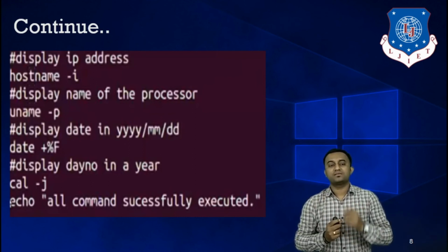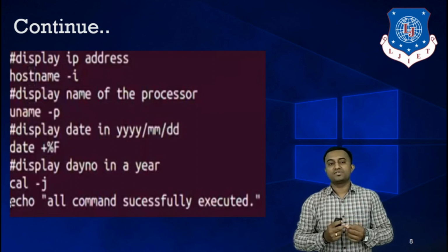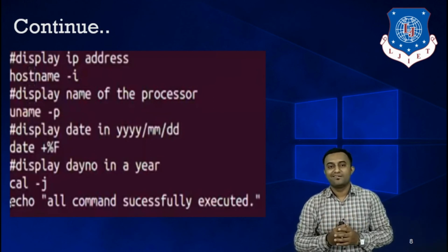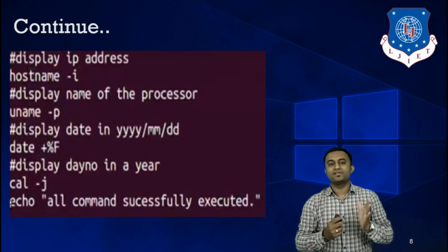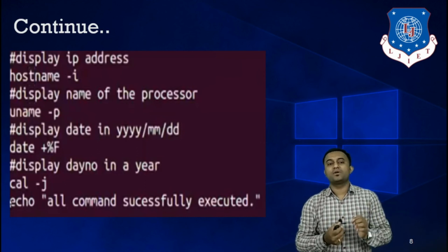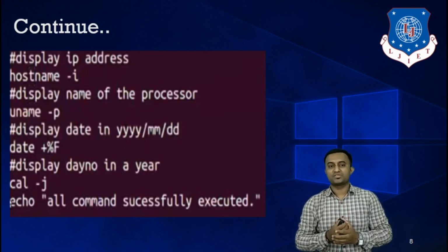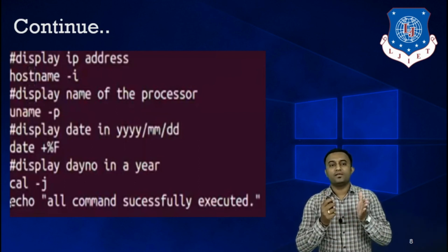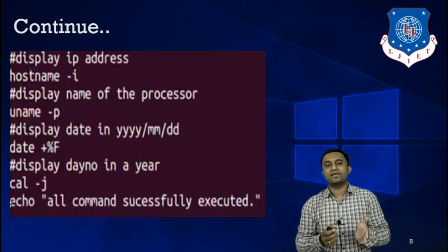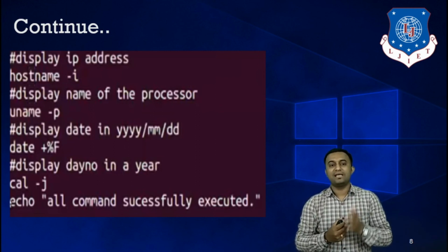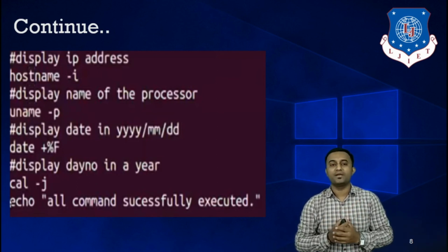Then the last command I have used is to display the day number in a year. You know very well, we already discussed the Julian calendar, in which it displays the day number of a particular year. So cal is nothing but the command for calendar, with -j for Julian. So it will display the day number. And the last statement is echo all commands successfully executed. This statement will be printed at the end.